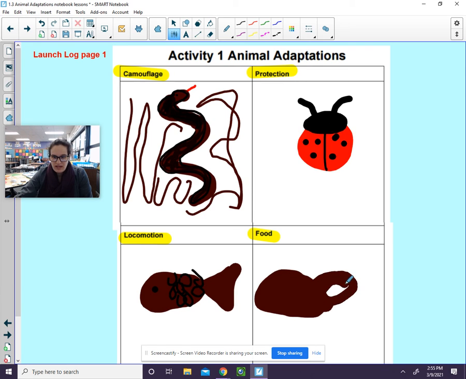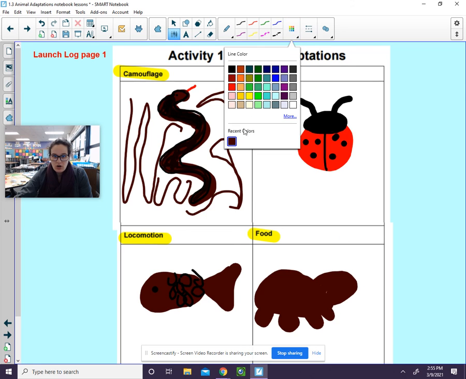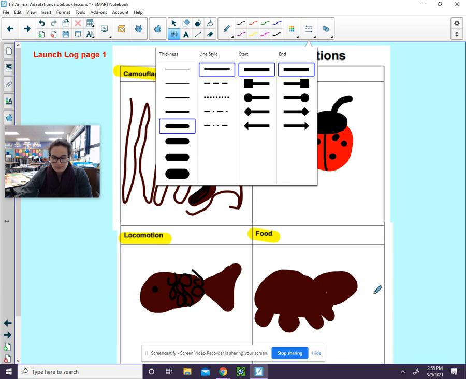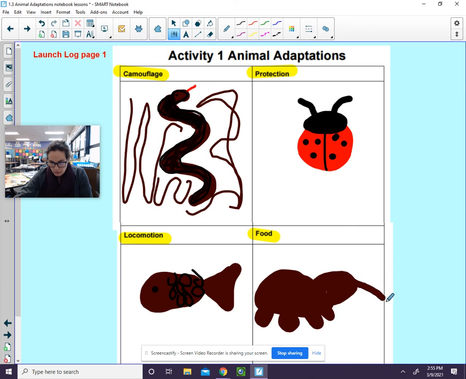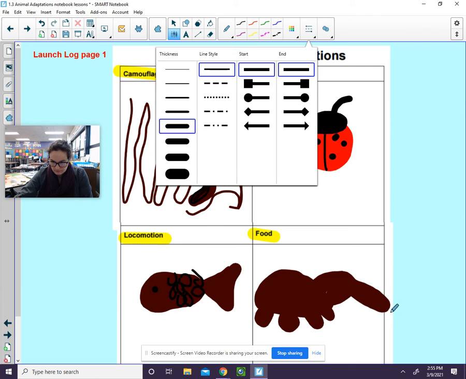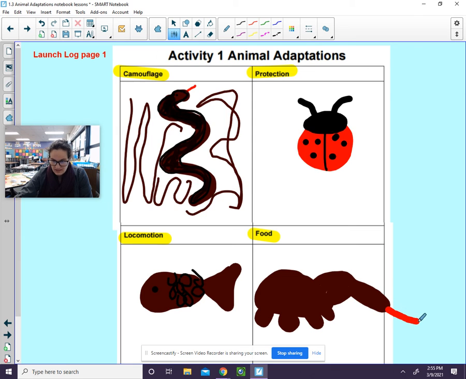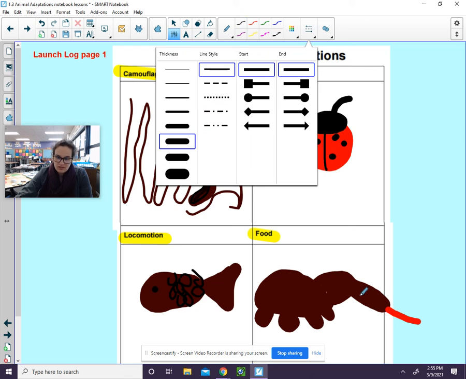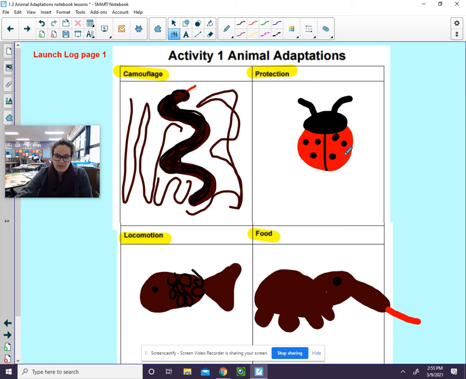So there's his head and his body. I'll give him some legs. Now I want you to remember he had a very long snout. And then coming out of his long snout was an even longer tongue. Remember, the anteater used his tongue to get ants. There's my anteater.